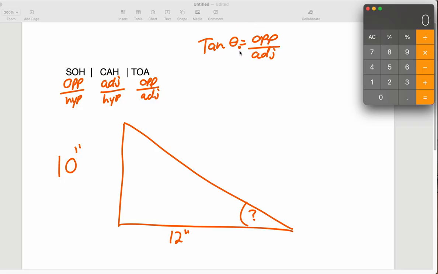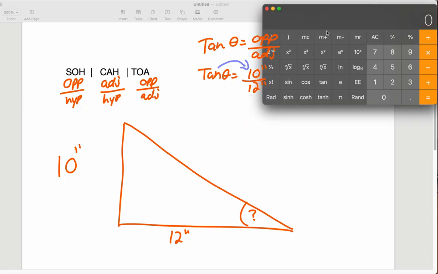We're looking for our angle, so what we're going to try and do is isolate our angle. Let's keep working with our formula. Tan of our angle is equal to 10 inches over 12 inches. Now, the angle is not alone yet, so we're going to bring that tan over the equal sign, and when we do that, it becomes a second function tan.